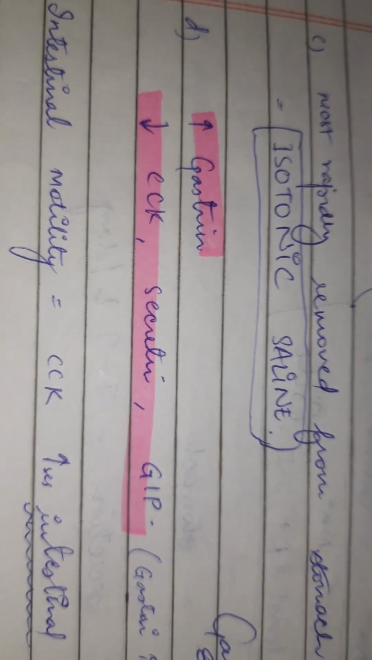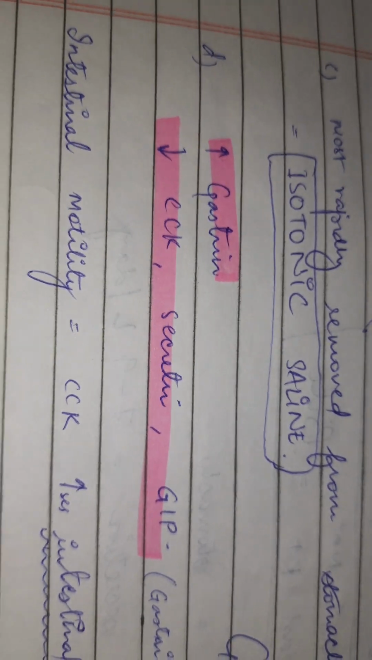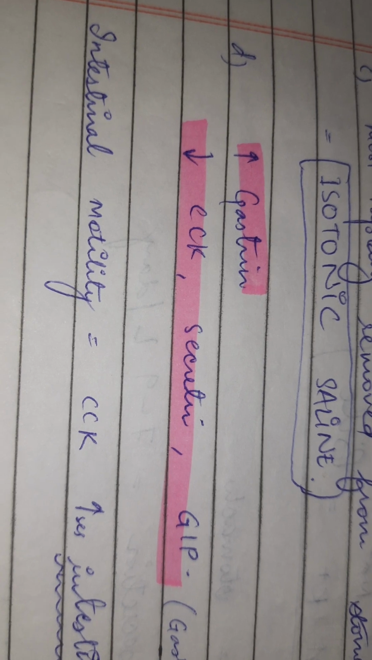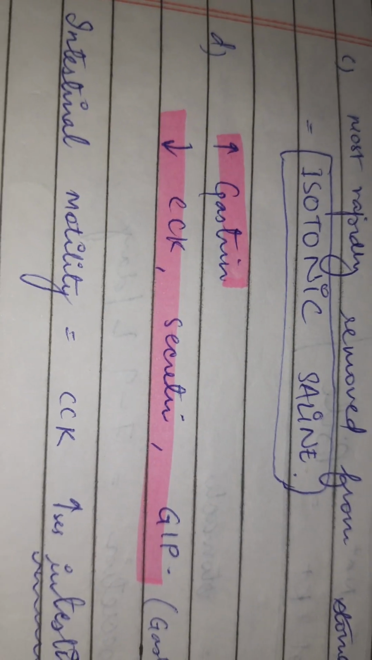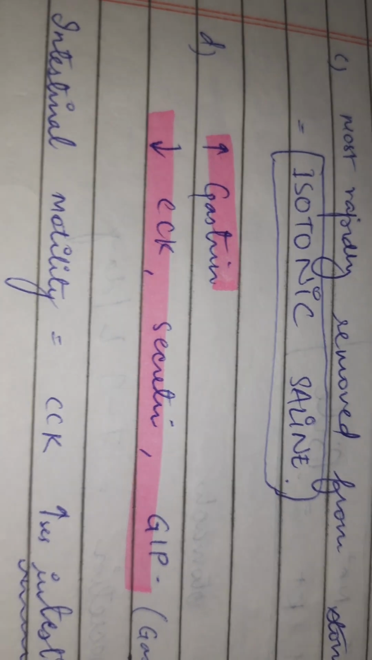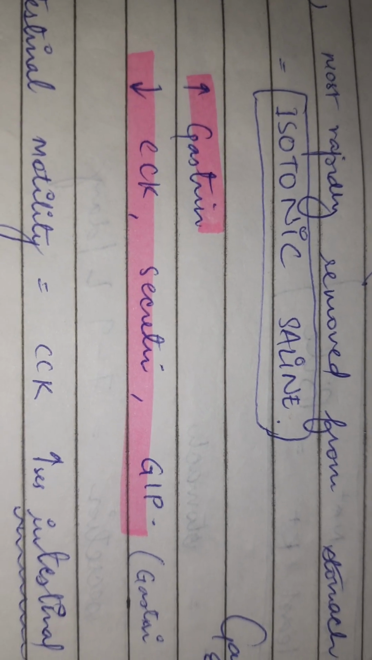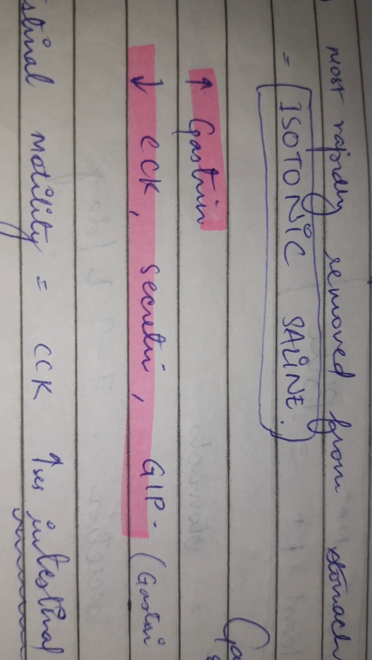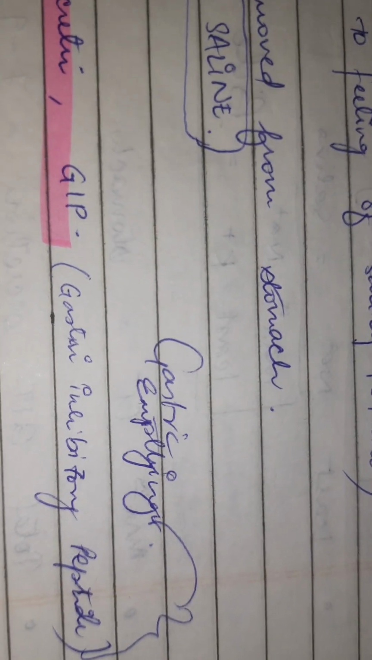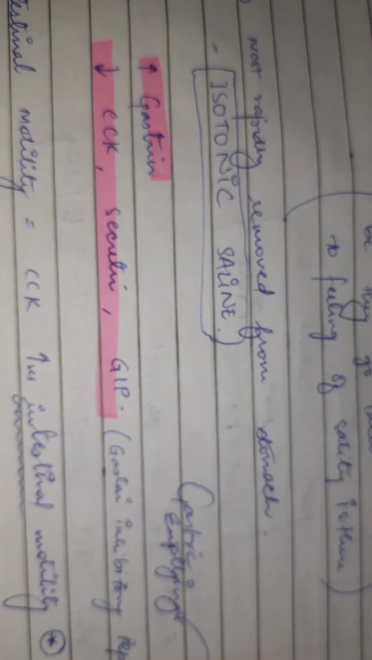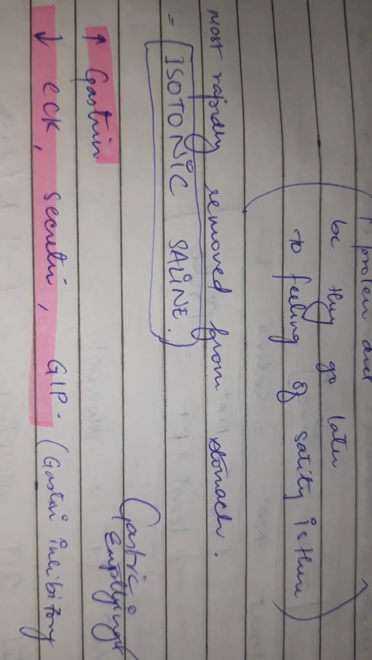Then what increases gastric emptying? Gastrin, like gastric acid, increases H plus secretion, so gastrin increases and gastric emptying also increases. And what decreases it? CCK, secretin, gastric inhibitory peptide decrease gastric emptying. All these decrease gastric emptying.